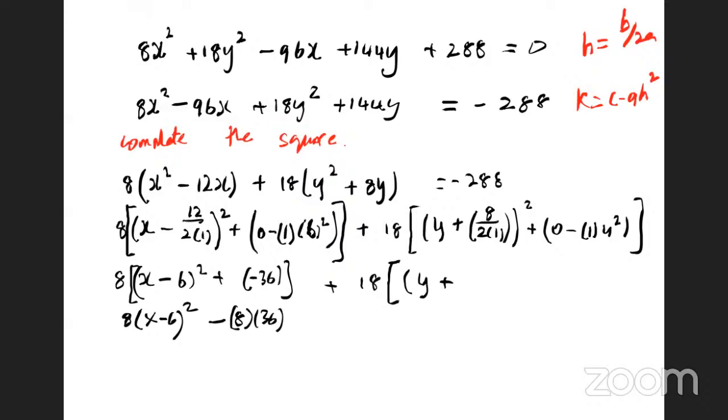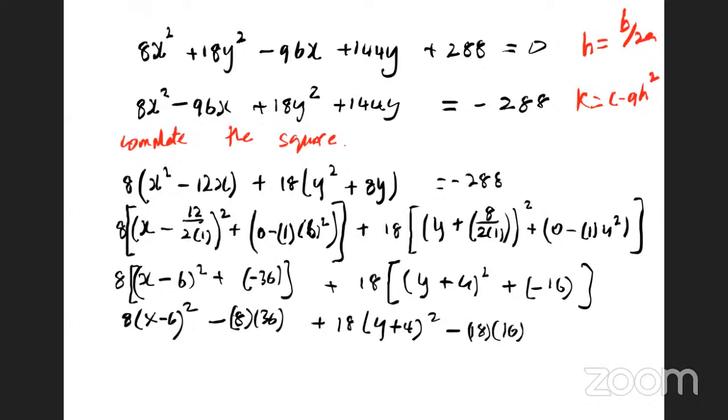I know it's real long, right? But all we're doing here is putting it in the form of the ellipse, right? Y plus 4 all squared plus 16 by 1, that's 16, minus 1 is minus 16. And that's it there. You end up with plus 18 by y plus 4 squared minus 18 by 16 is equal to minus 288.